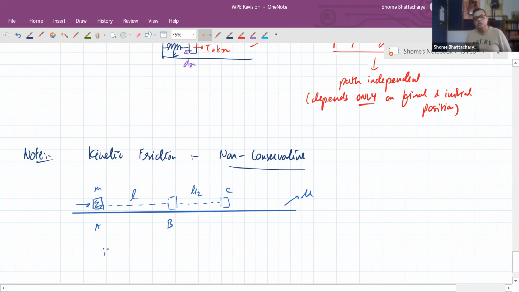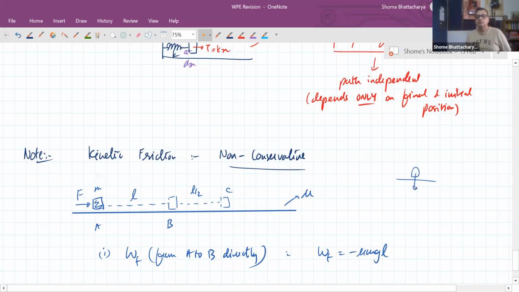Okay. So first case, if we look at work done by friction from A to B directly, you will see that work done will be minus mu mg into L, because we are pushing it with a horizontal force. So the normal reaction acting on this will be equal to mg. So if it is moving in this direction, then the frictional force acting on it will be this much, and it will be mu mg.